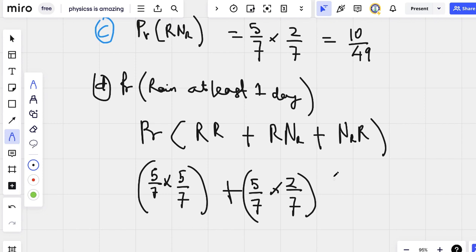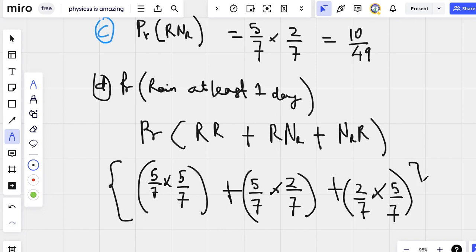Then we put a bracket. Then we do the next one. We say or means plus. It does not rain on the first day, it's 2 over 7, multiplied by it rains on the second day, 5 over 7. We close this bracket, and if we like, we can put a big bracket around all of it.